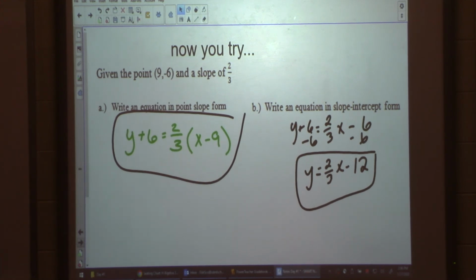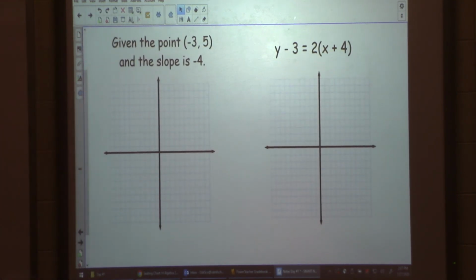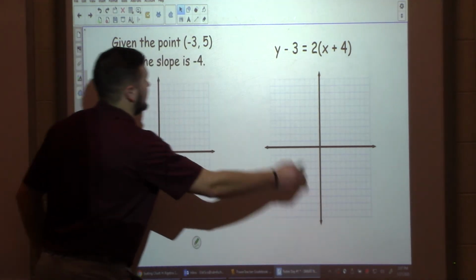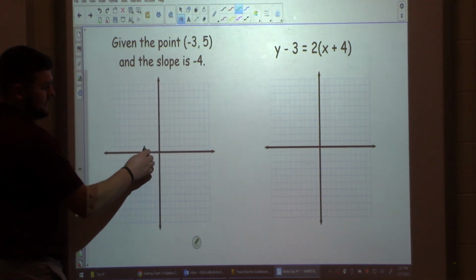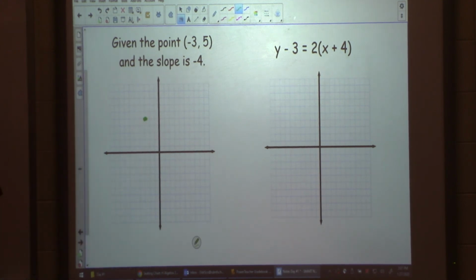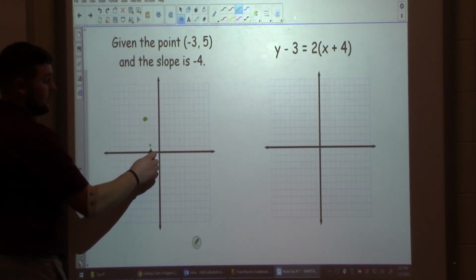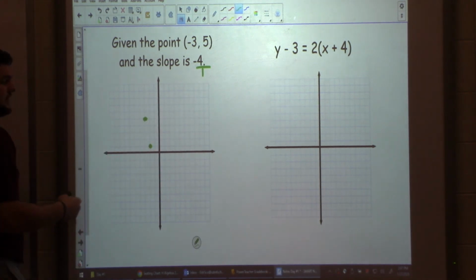Alright. Any questions on those problems? Alright, then we have to graph 2 lines and we're done. So last thing we can do, graphing lines. Given the point -3,5 and the slope is -4, graph the line. Pretty simple. We're going to take our point that we're given, -3,5. Plot that out first. Right? -3, up 5. Then take my slope. My slope's -4. So does that mean I just go down 4? Negative 4 over 1. So down 4 to the right 1.